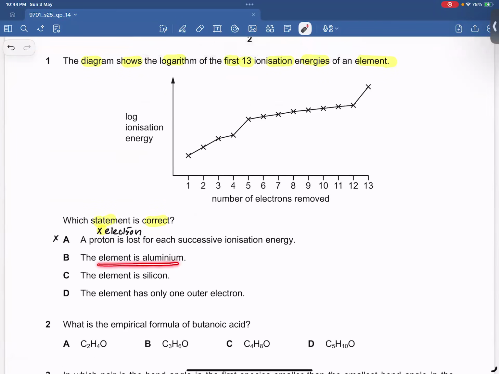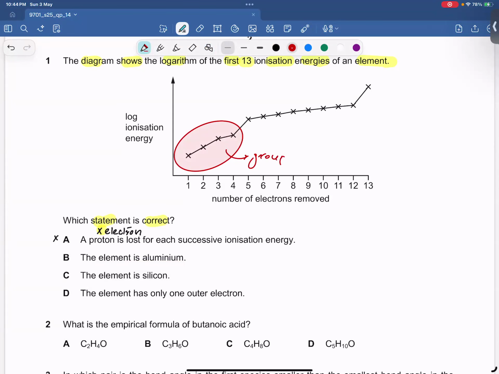The element is aluminum. I've told you in the class the total number of electrons removed from the valence shell indicates the group number of that particular element. So this is the first electron, second, third, and fourth, which means these first 4 electrons are removed from the valence shell, which means the element belongs to group 14 of the periodic table. And since aluminum is found in group 13, option B is also incorrect.